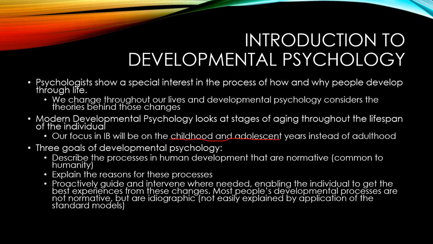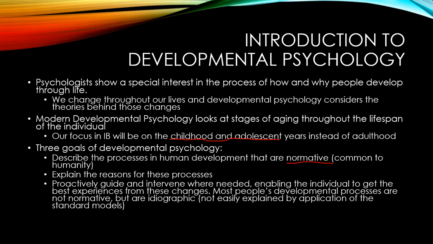And so there are three goals of developmental psychology. The first one is to describe the processes in human development that are normative, so common to humanity, common to everyone. Of course, there are developmental processes that occur very differently in certain people, based on a handicap, environmental factors, genetic factors, what have you. But most of the time, they're focused on normative human development.